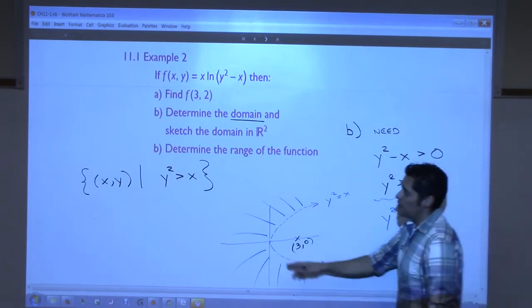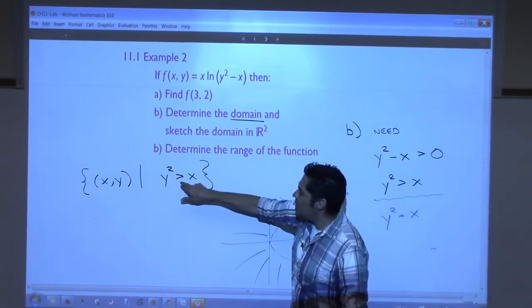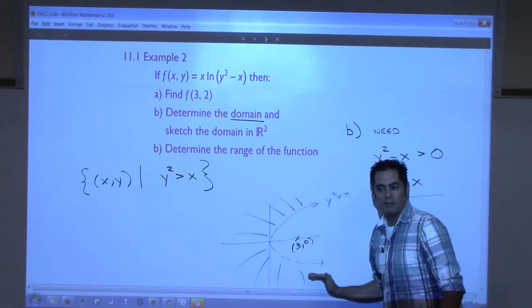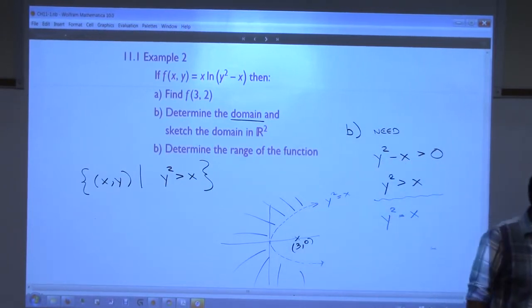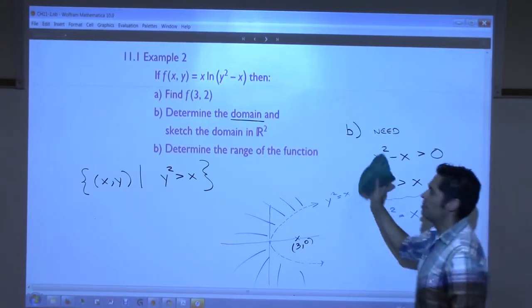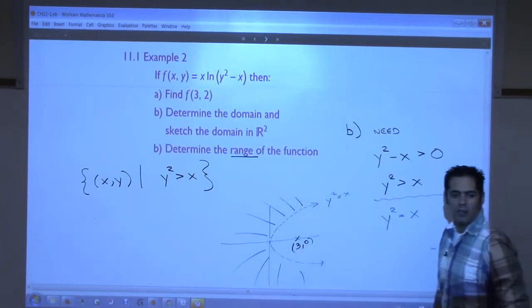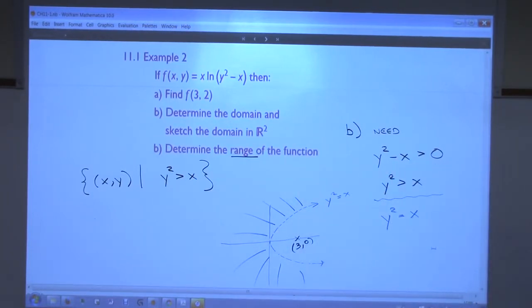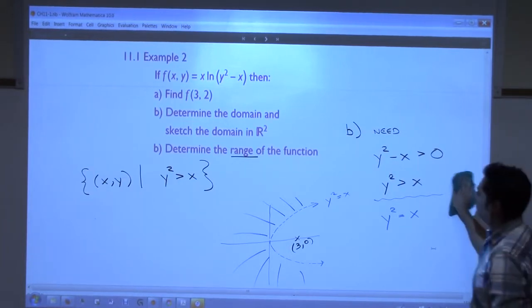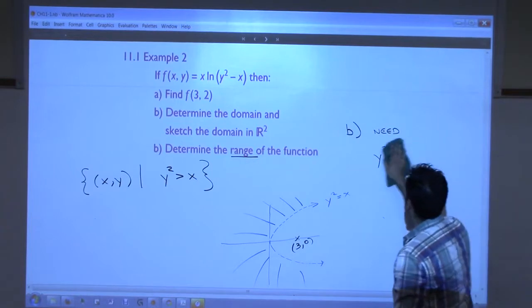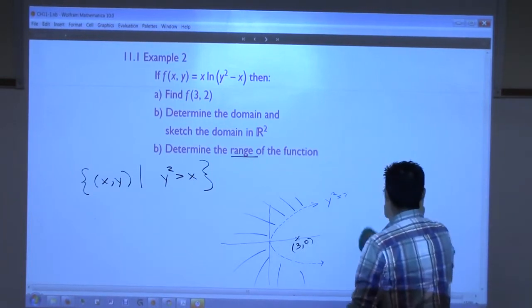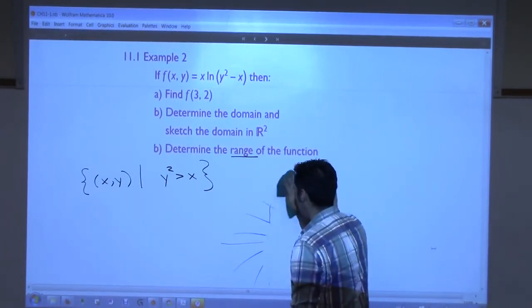Everyone does understand if this had been equals, that would not be dotted, right? Okay. What about the range, part C? The range is a little more involved because the range is the output, isn't it? What comes out of that function? What do you think? What comes out? Do you understand why it's harder to do?